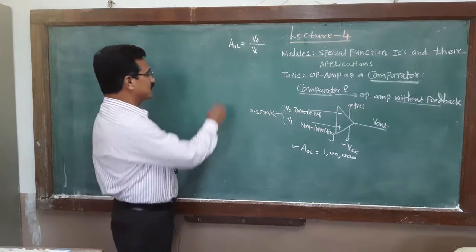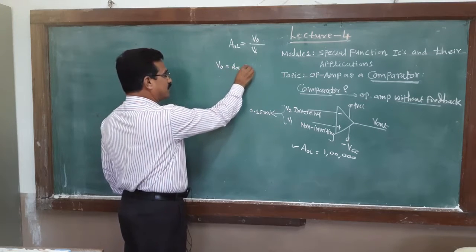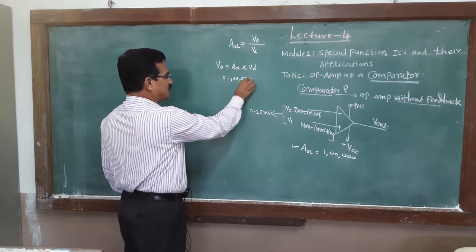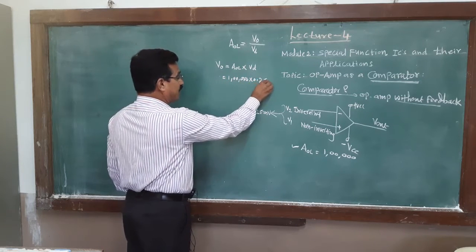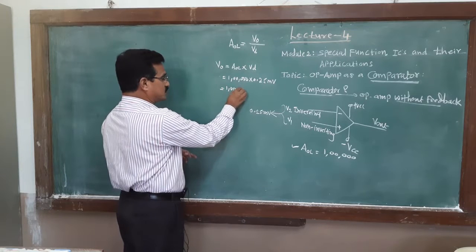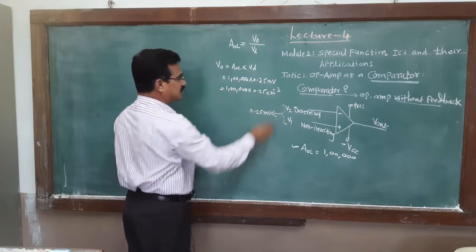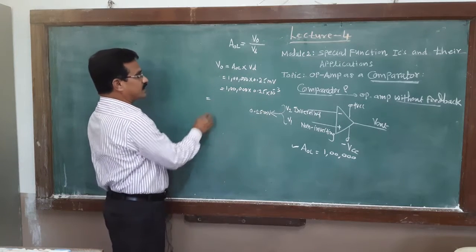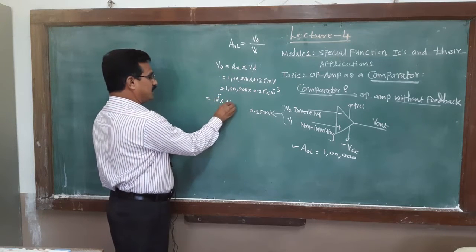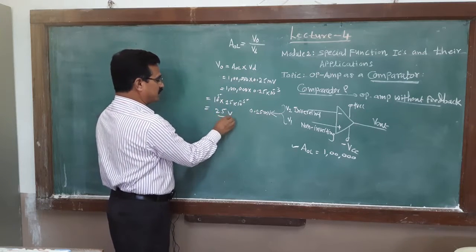At that time, what is the output? V0 is equal to AOL multiplied by VD, that is 100,000 multiplied by 0.25 millivolt, which is 0.25 into 10 raised to minus 3. This 10 raised to minus 3 with 10 raised to 5 gives 25 multiplied by 10 raised to minus 5 gets cancelled. Output voltage must be equal to 25 volt.